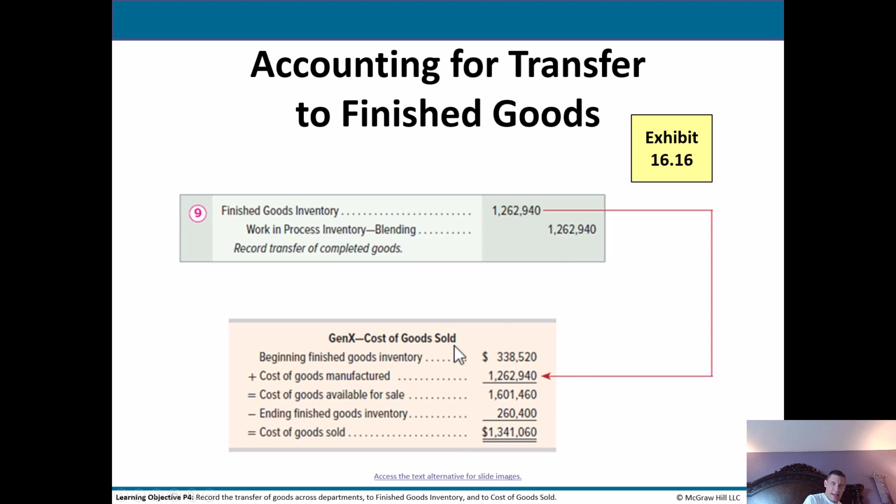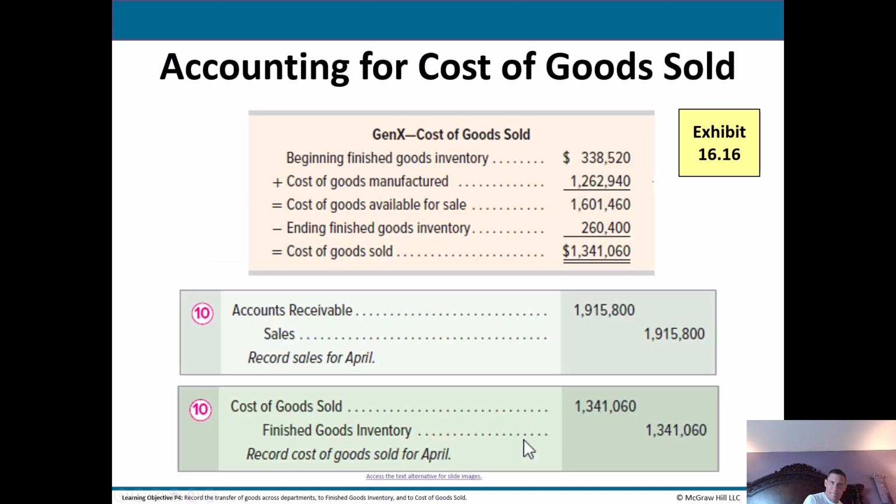And then here you can see they have their cost of goods sold. They took their beginning finished goods inventory, and again, these numbers were given to you. They added their cost of goods manufactured for that period. They added the two up, and then they subtracted the ending finished goods inventory, which gives us their cost of goods sold. Okay, so I think we just covered that part.